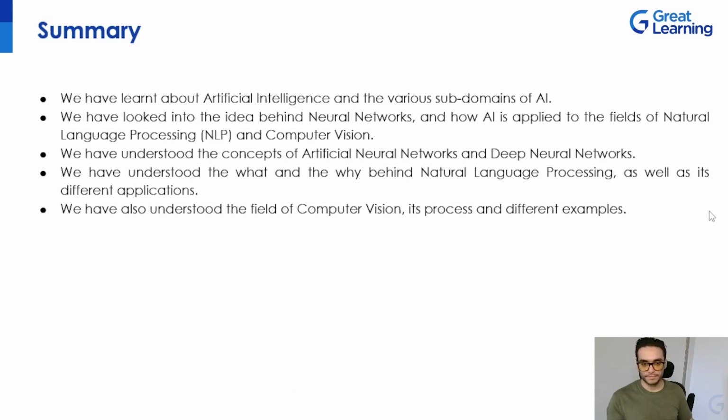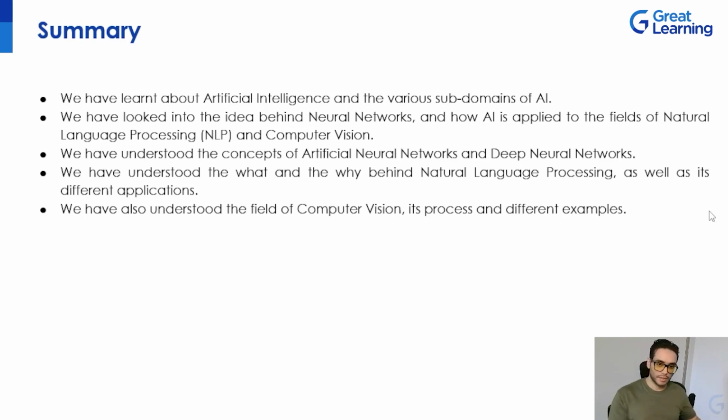In summary, in this section, we learned about AI and various subdomains of AI, specifically NLP and computer vision. We looked at the different terminologies that's used: AI, neural networks, machine learning, deep learning, and we found the differences between each terminology.